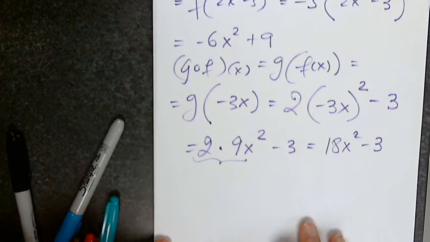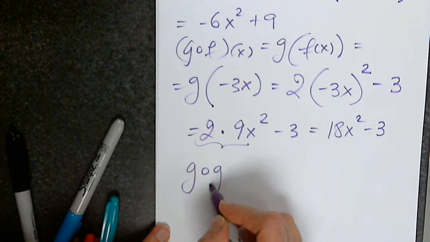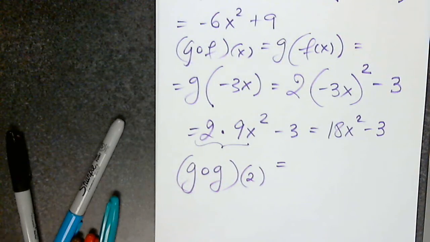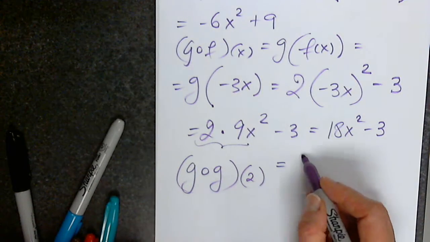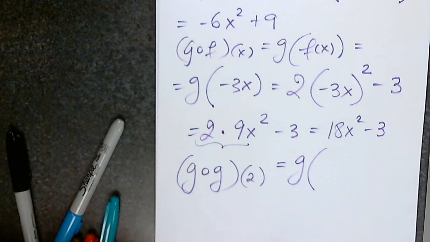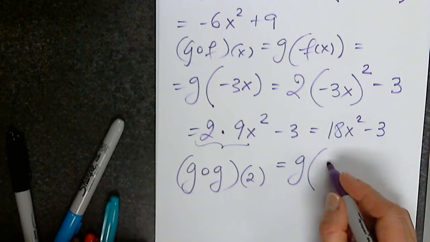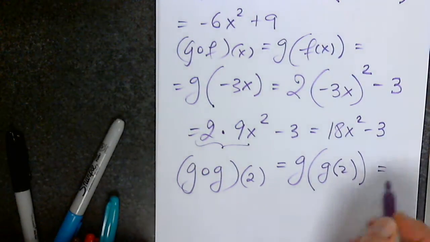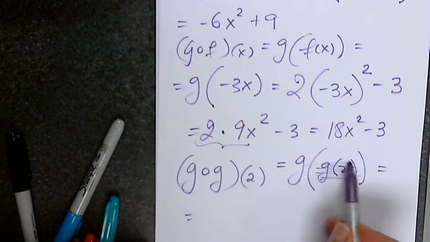What if I am asked to find g comp g of 2? I don't have g comp g, but I don't have to determine it, because this by definition means g of g of 2. Exactly. Awesome. So now all I have to do is find this.